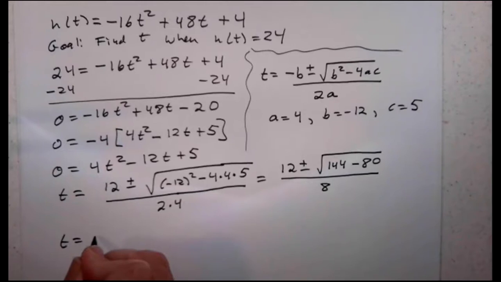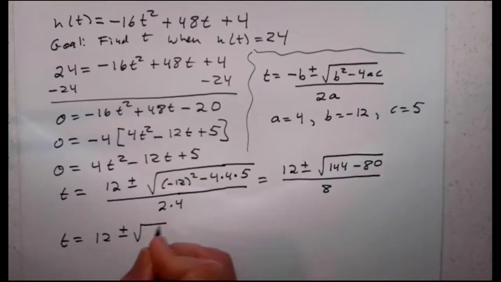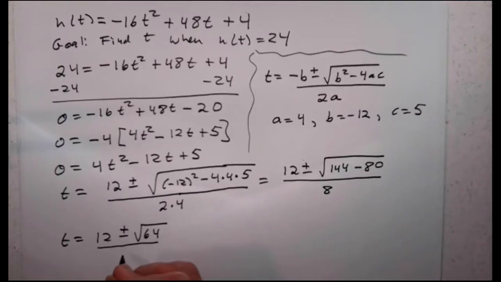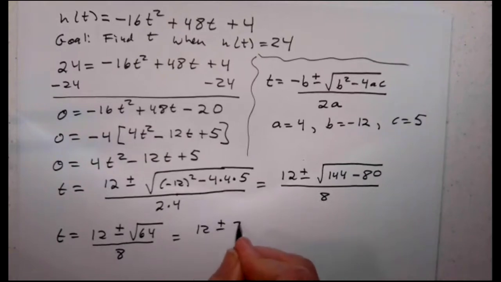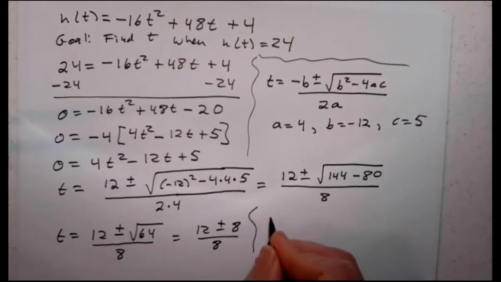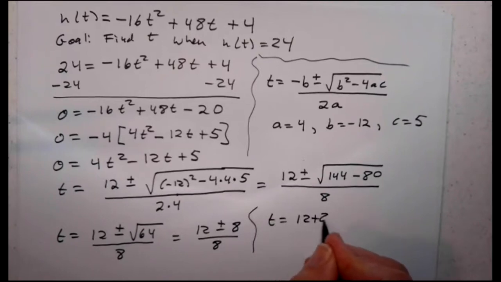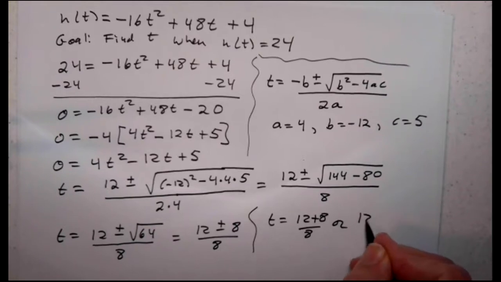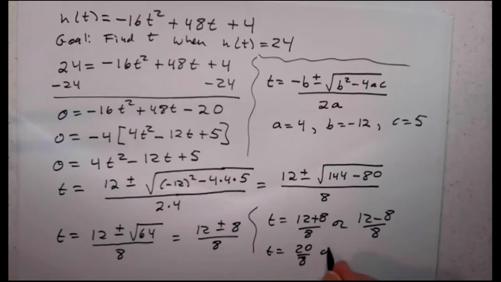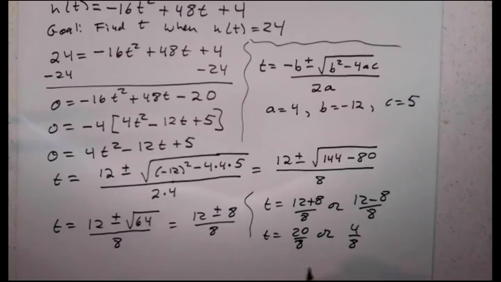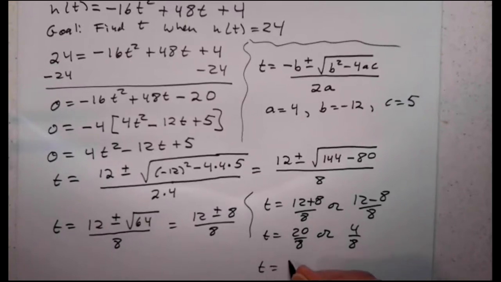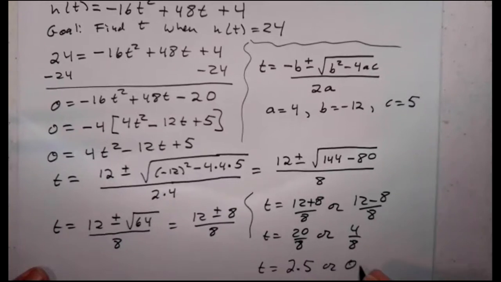So we get t is 12 plus or minus the square root of 64 over 8. So t equals 12 plus or minus 8 over 8. So we get t is 12 plus 8 over 8, or 12 minus 8 over 8. 12 plus 8, 20 over 8, or 4 over 8, which reduces to 5 halves, 1 half, but let's use decimals. That's probably more helpful for us here. So in this case, t could be 2.5 or 1/2.